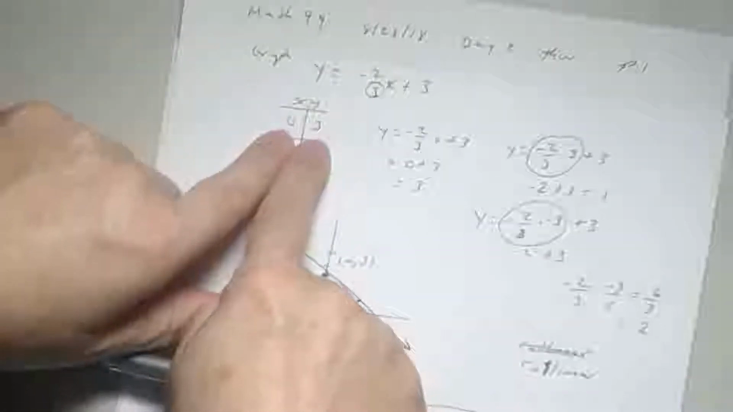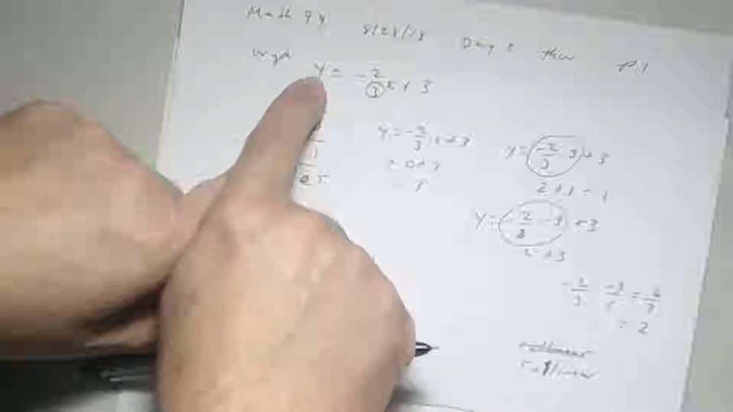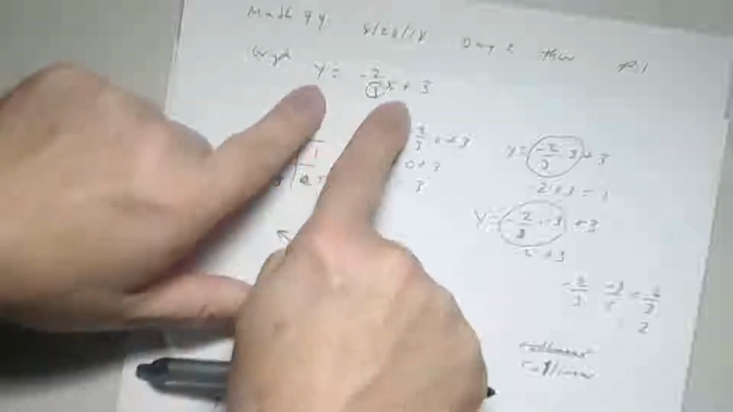But what I want you to notice was that when I plugged in 0 and 3, x is 0, y is 3, then that means that when I plug this in, 3 is equal to negative 2/3 times 0 plus 3, right? So those are solutions. These coordinates make the equation true. How many solutions are there? An infinite number. Don't say 3.